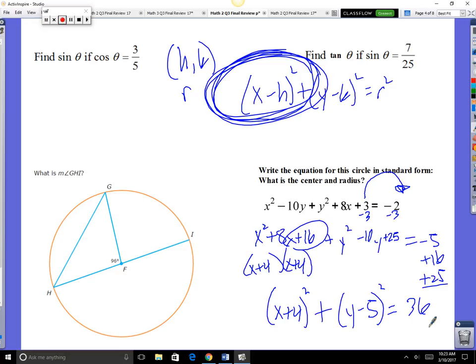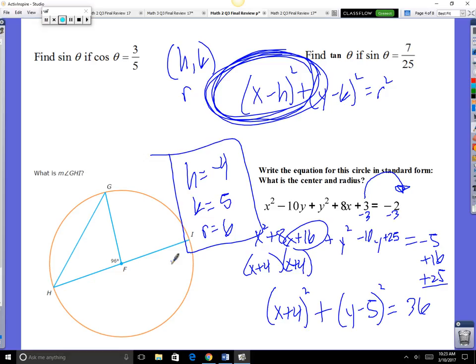When it looks like this, you can find your h, your k, and your r. Your h is going to be a negative 4, your k is going to be a positive 5, and your r is going to be 6. So go left 4, up 5, that's your center, and then a radius of 6 from there. So go 6 in all directions, and you've got a circle.